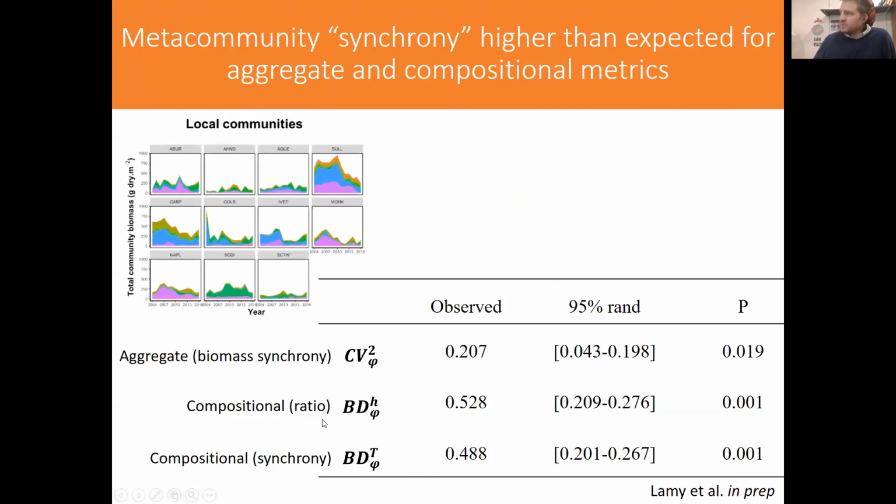metacommunity. And so similarly with our compositional ratio and our compositional synchrony metric, we get a metric of about 0.5. And so in this case, the compositional variability we observe at the metacommunity scale is about 50% of what we would observe at the local scale.